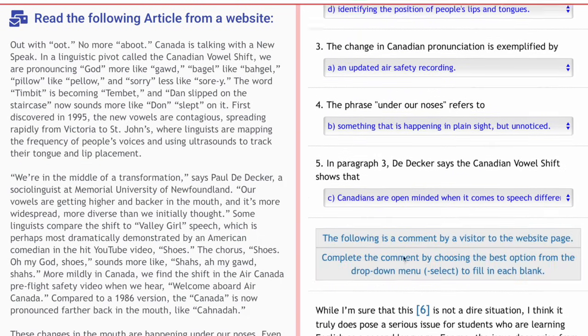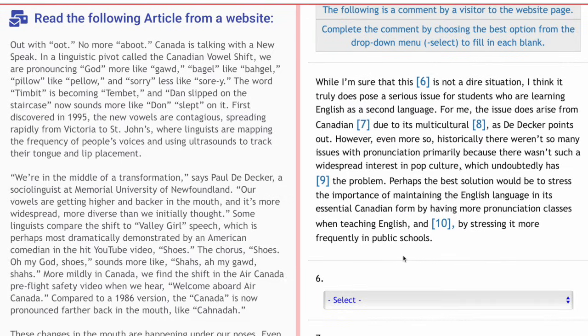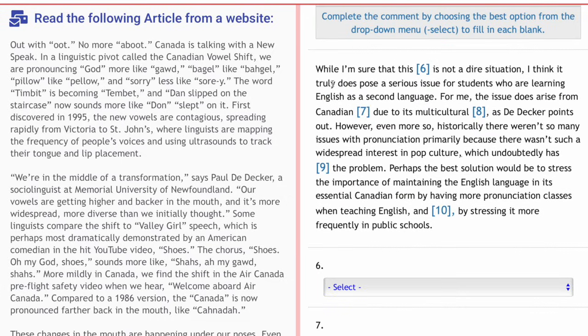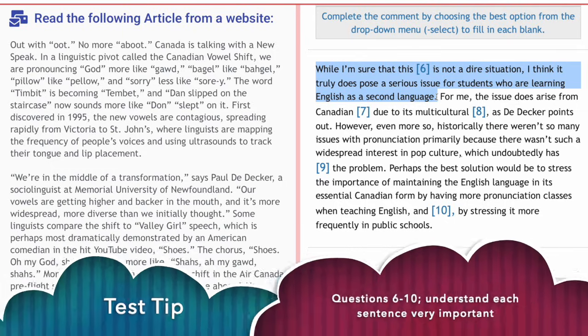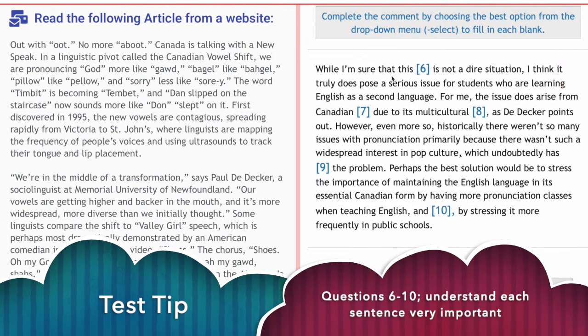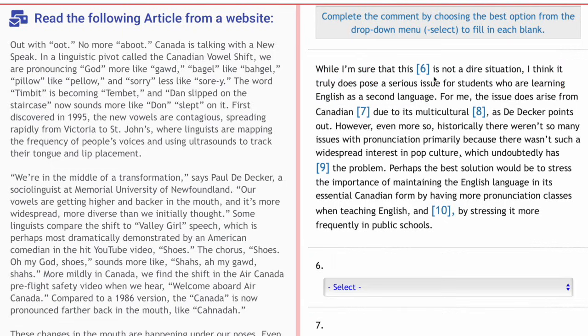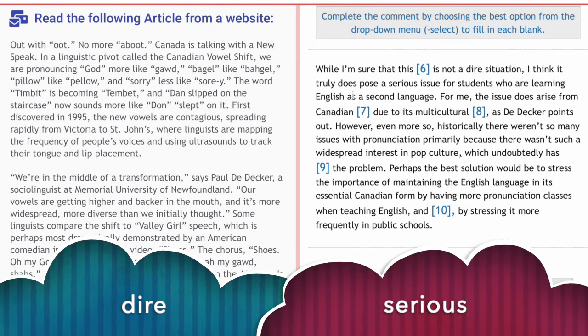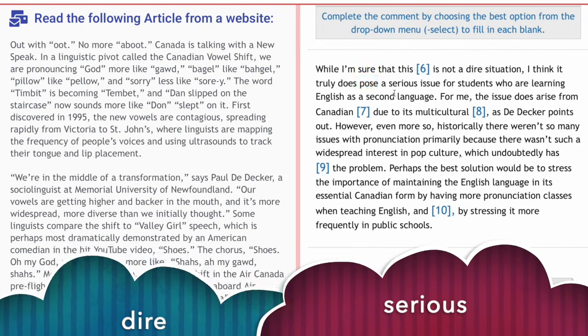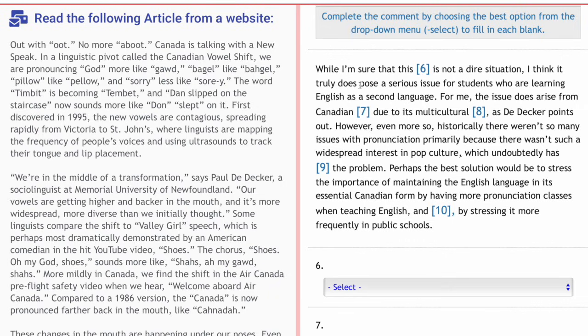Very interesting. So now let's get to the second part. Let's remember here we need to understand sentence by sentence. While I'm not sure that this 6 is not a dire, serious situation, I think it truly does pose or have a serious issue for students who are learning English as a second language. Yes, that's true. It would be hard. I'm sure this is not a dire situation.